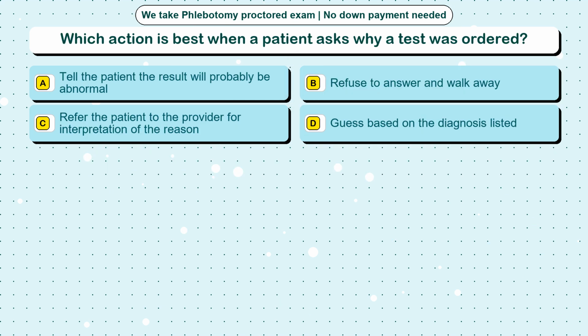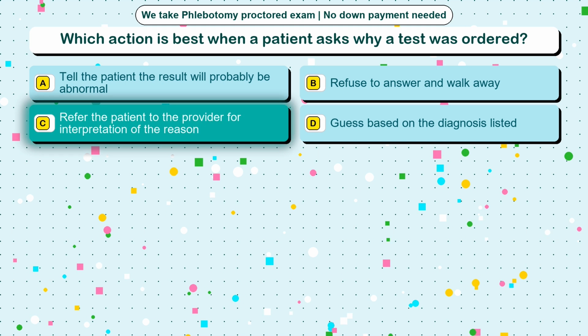Question 77. Which action is best when a patient asks why a test was ordered? Option A, tell the patient the result will probably be abnormal. Option B, refuse to answer and walk away. Option C, refer the patient to the provider for interpretation of the reason. Option D, guess based on the diagnosis listed.